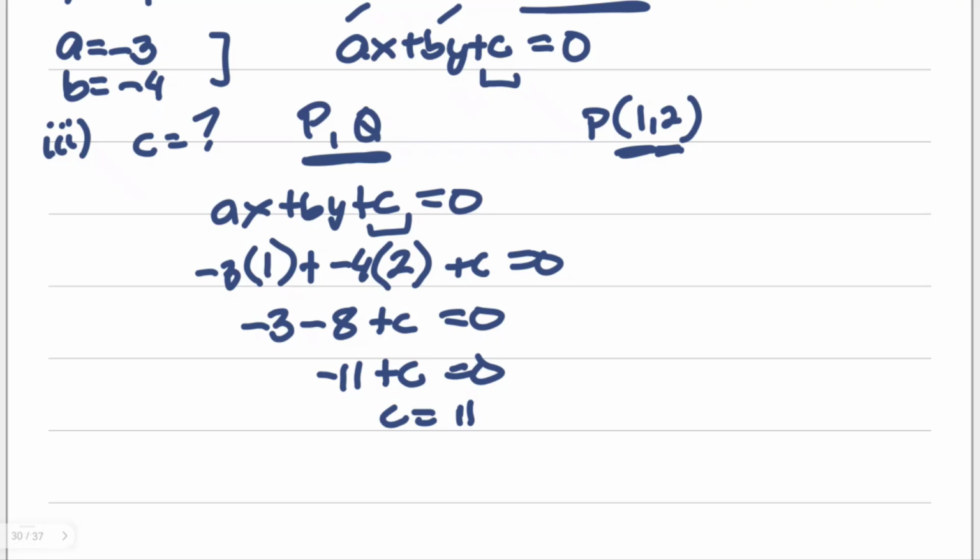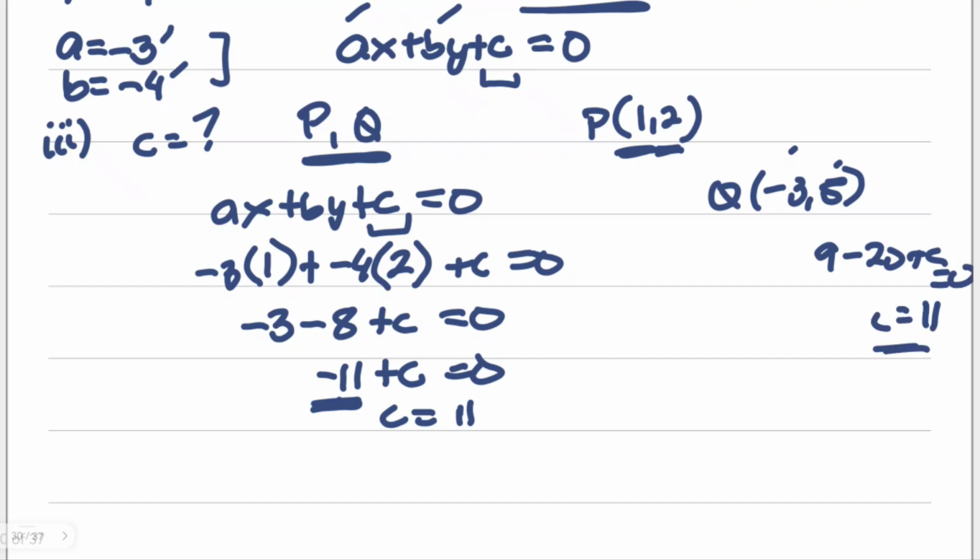I am urging you to try using Q, which is negative 3 and 5, to see if you will get the same C. Because if you get the same C, then definitely what we're talking about is correct. Of course, you have negative 3 times negative 3, that's actually positive 9. Then 5 times negative 4 is negative 20. So 9 minus 20, you will still get a value of negative 11. As you combine that with C equal to 0, your C is still 11. So that's actually the same value, whether you use P or Q.